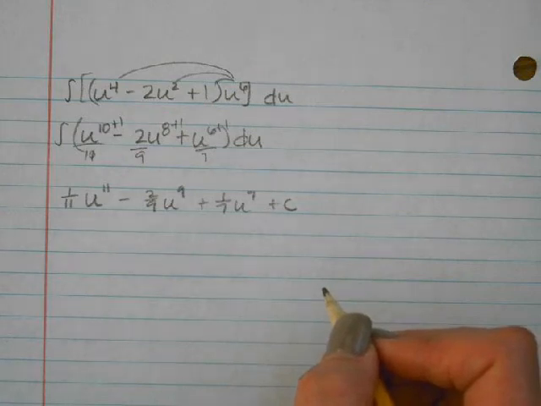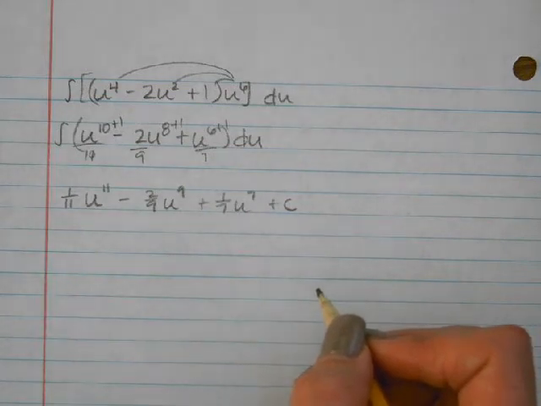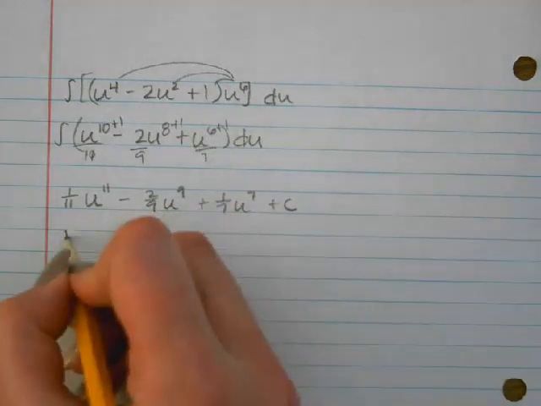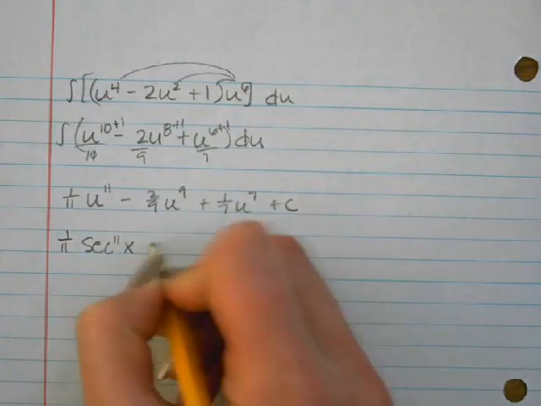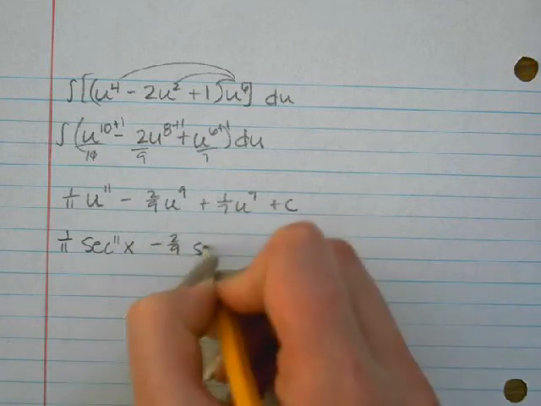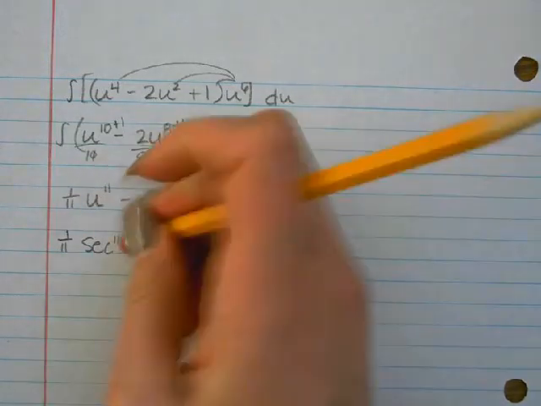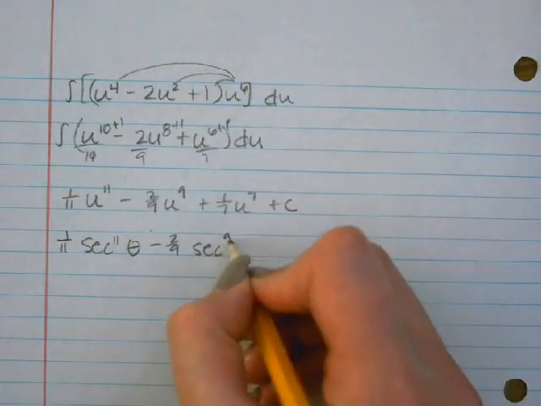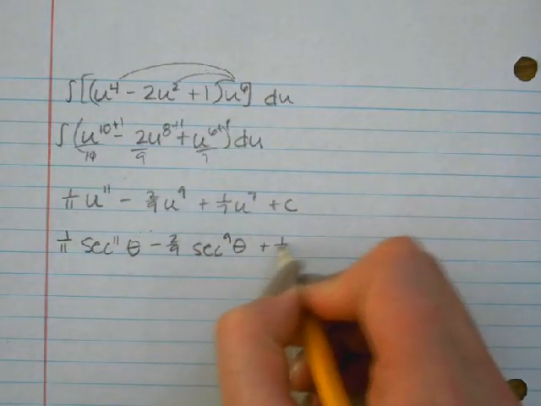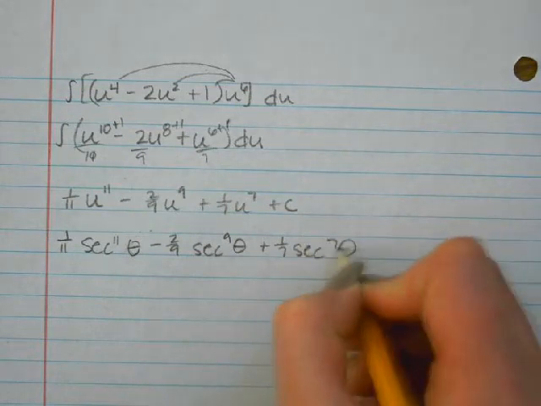Alright. And then plug the secant back in. Alright, so 1/11th secant to the 11th x minus 2/9 secant to the 9th theta plus 1/7 secant to the 7th theta plus c.